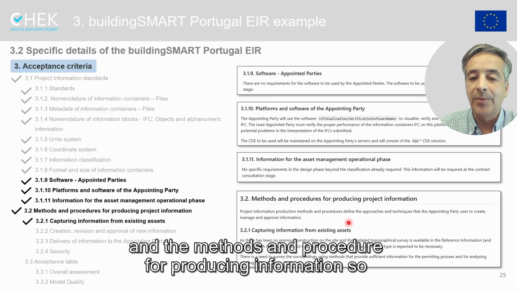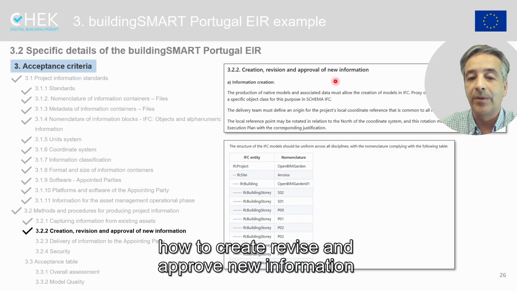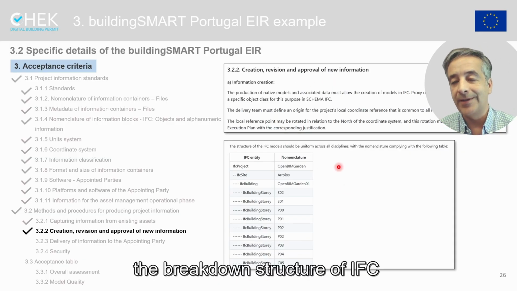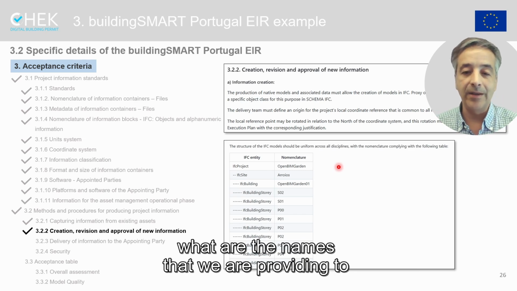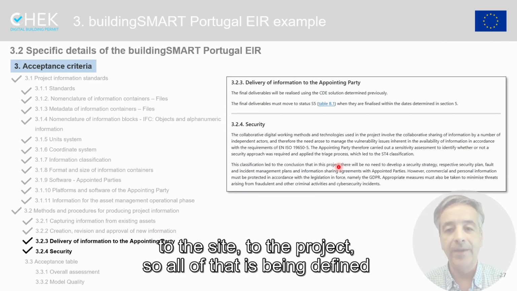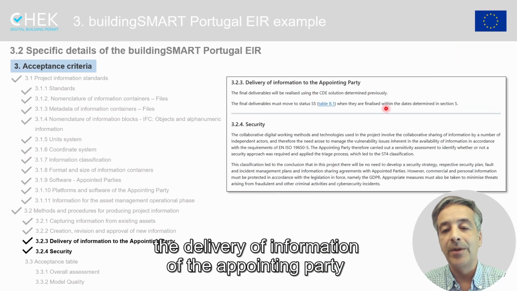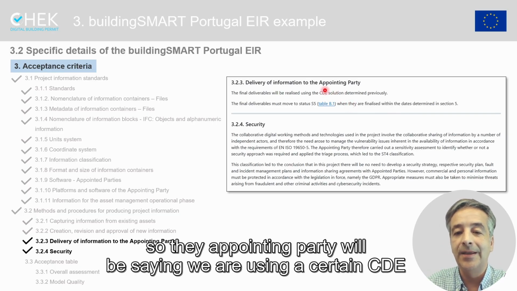And methods and procedures for producing information. So how to capture information from existing assets, how to create, revise, and approve new information, the breakdown structure of IFC. So what is the spatial breakdown structure? What are the names that we are providing to the building storeys, to the building, to the site, to the project? So all of that is being defined. The delivery of information of the appointing party. So the appointing party will be saying, we are using a certain CDE.